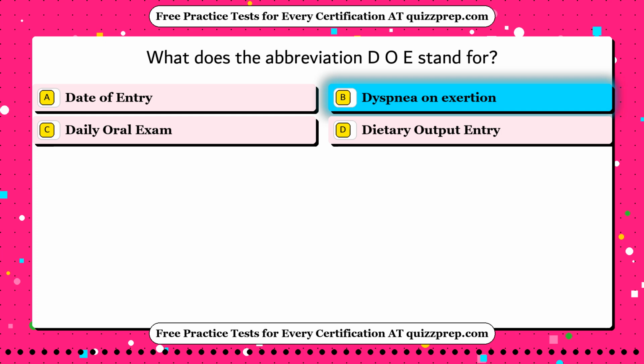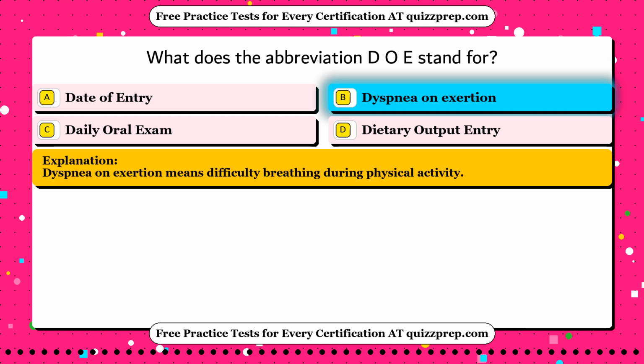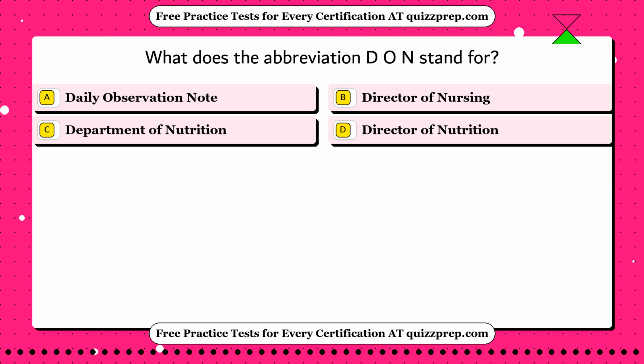The correct answer is option B, dyspnea on exertion. Dyspnea on exertion means difficulty breathing during physical activity. Question 33. What does the abbreviation DON stand for?